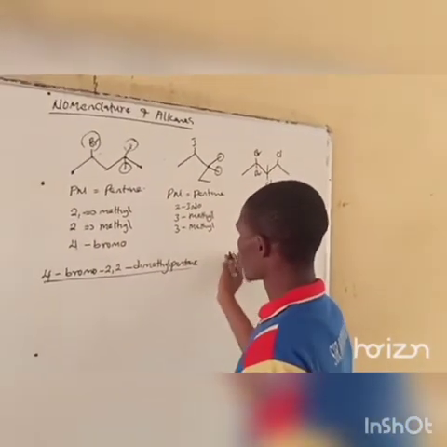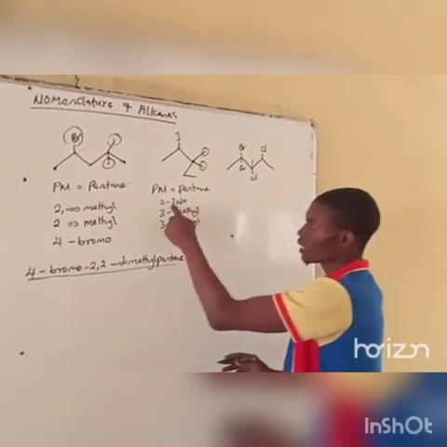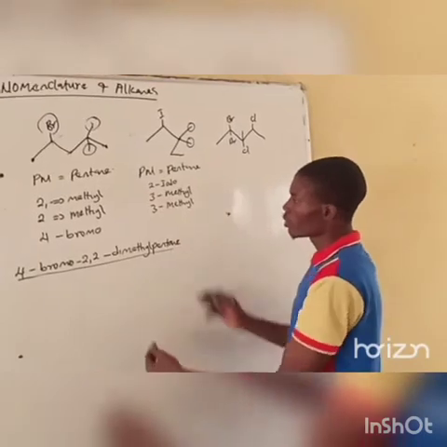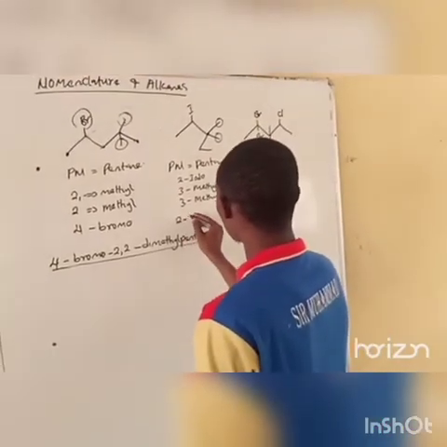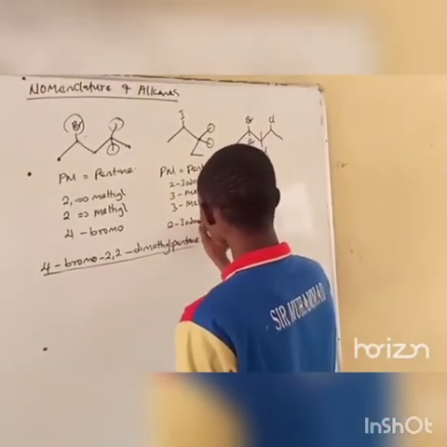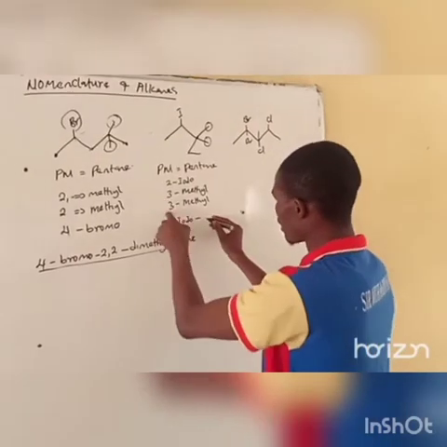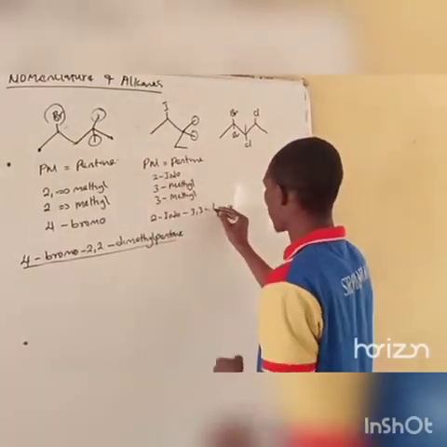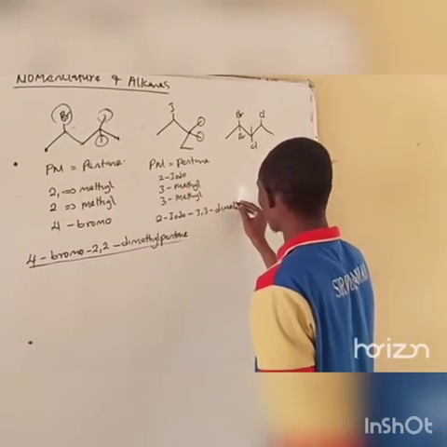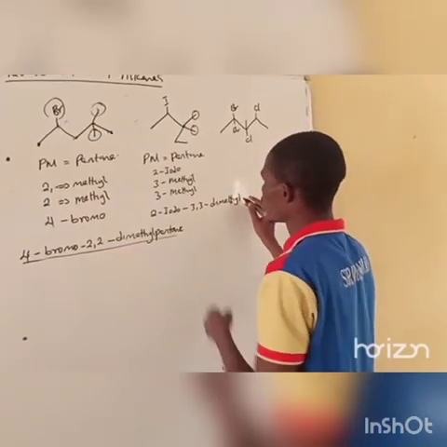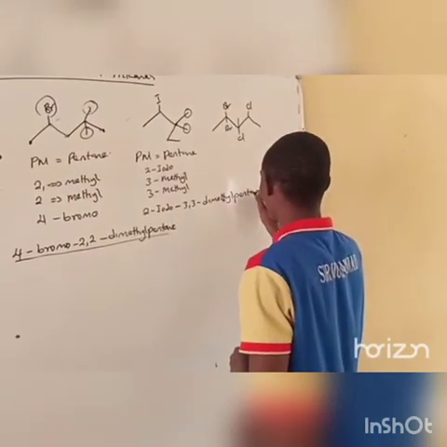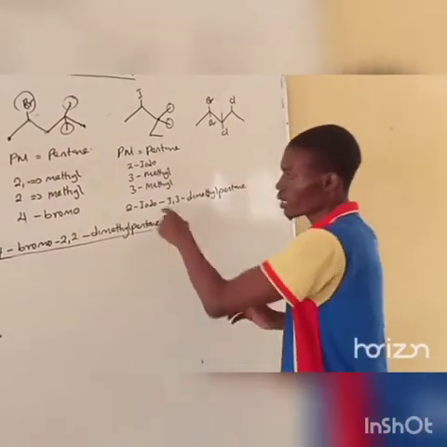Then that's one. So let's name alphabetically. I and M, which one comes first? I comes first before M. So we can say 2-iodo. Then 3 and 3. 3,3-dimethyl. Then what is our parent name? Pentene. This is the second one.